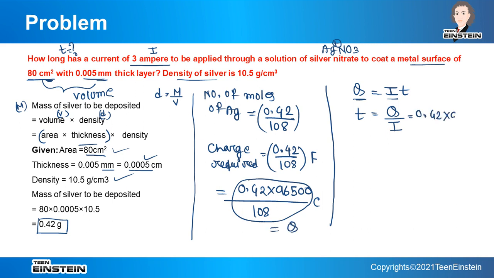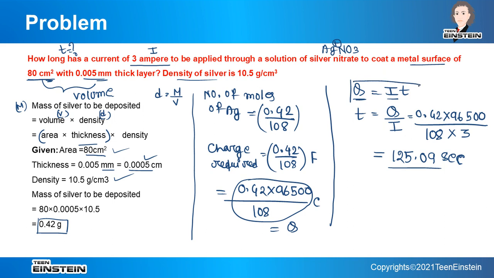0.42. Current is 3 ampere. If we do this, you will get the time. Whenever you use this equation, the value of time that you get will always be in second, because the equation is correct only when T is in second. So the result that we get by using this equation will always be in second. Okay.